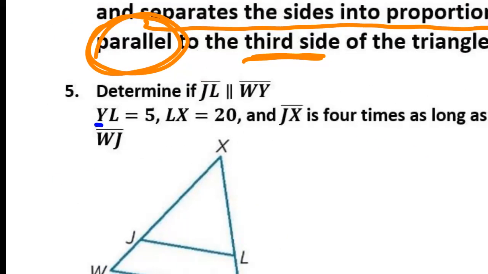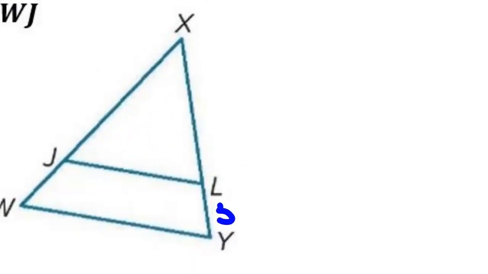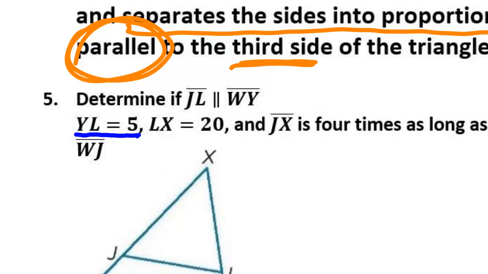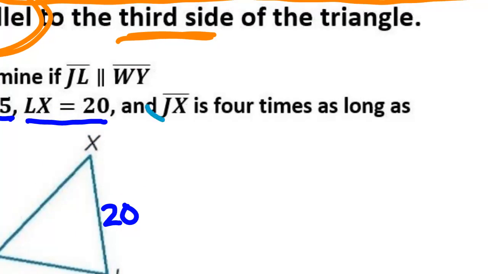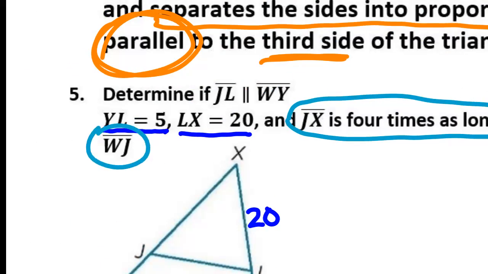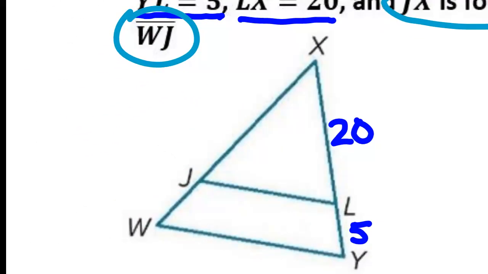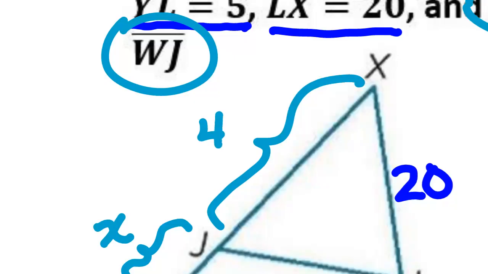It says here on number 5 that YL is 5. So I'm going to add that to my picture. YL is 5. LX is 20. Then it says JX is 4 times as long as WJ. I don't know how big WJ is, so I'm going to call it X. And if JX is 4 times as long, what could I call that? 4X.